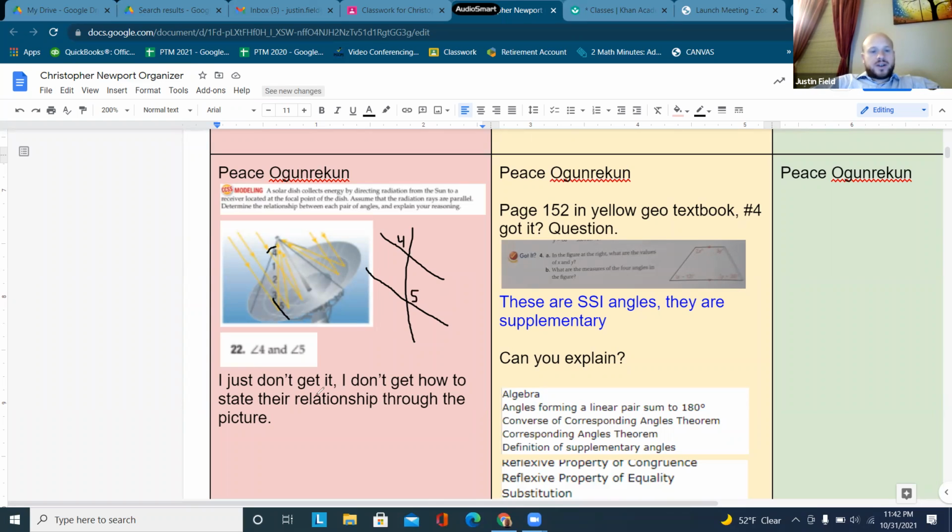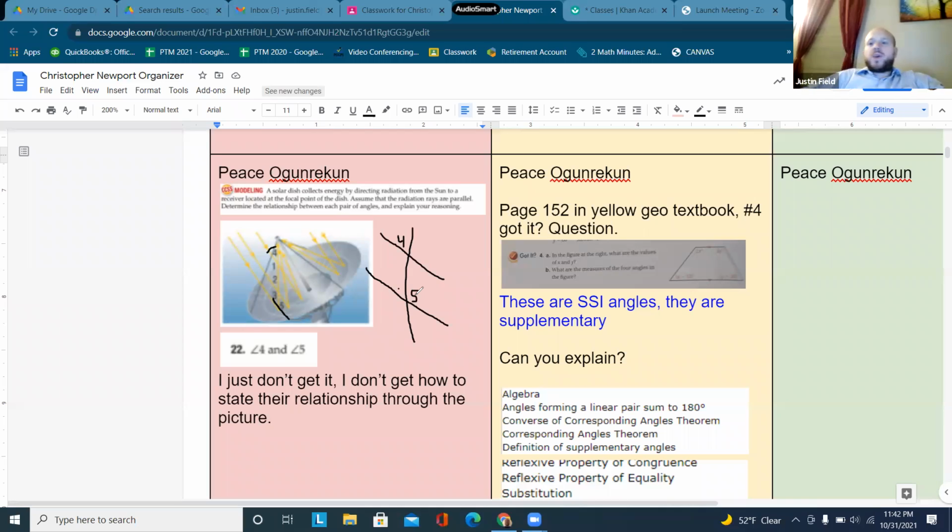And Peace said, I just don't get how to state their relationship through the picture. So 4 and 5 are not any of our angle pair names, okay? If the angle had been right here, then 4 and that angle would be corresponding angles. If the angle had been right here, 4 and that angle would have been same side exterior angles. If the angle were right here, they would have been alternate exterior angles. But we don't have an angle name for 4 and this angle 5 here.